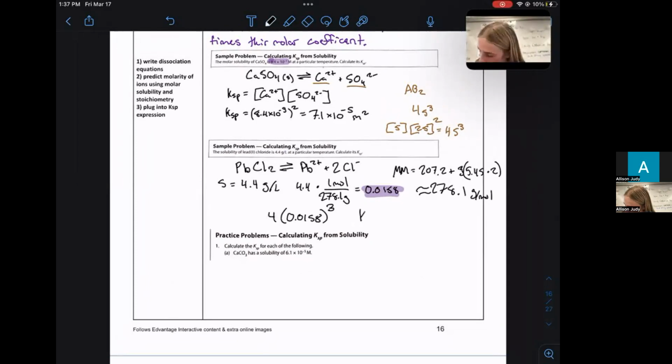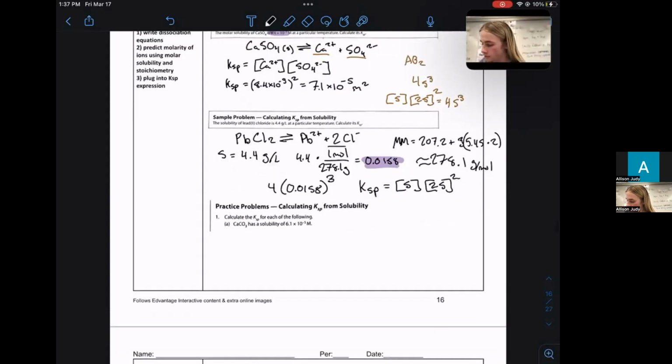Why are you multiplying it by 4? So the Ksp here is going to equal the concentration of the first ion, which is lead 2+. That's just going to be the molar solubility because its coefficient is 1, times the concentration of Cl minus, which is going to equal 2s because of this 2 here, and we have to raise it to that power. So 2s squared, which is s times 4s squared, or 4s cubed.